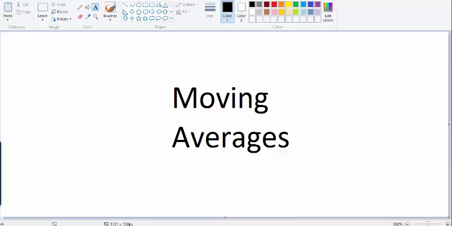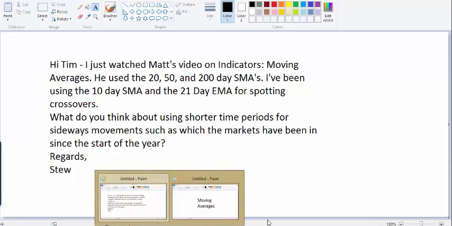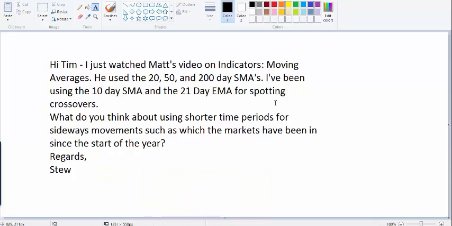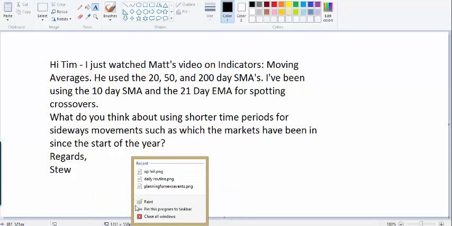All right, moving averages today is going to be the topic in the conversation. Let's start with this. Question from Stu. It says, "Hi Tim, I just watched Matt's video on indicators and moving averages. He used the 20, the 50, and the 200-day SMAs. I've been using the 10-day SMA and the 21-day EMA for spotting crossovers. What do you think about using shorter time periods for sideways movements, such as which the markets have been in since the start of the year? Regards, Stu." Good question, Stu, and thank you for the question.